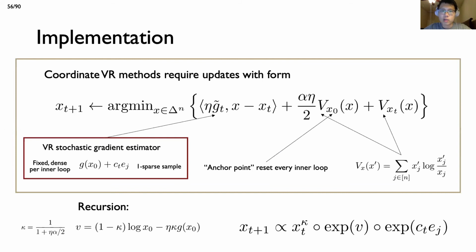It's not hard to see that in closed form, the recursion satisfies: x_{t+1} is proportional to x_t exponentiated by a scaling factor kappa less than 1, multiplied entry-wise by exp(v), where v is fixed. Finally, the jth coordinate is modified by the one-sparse component.